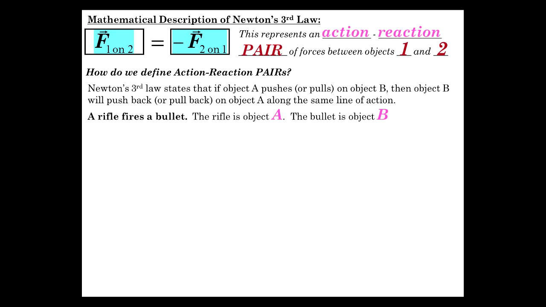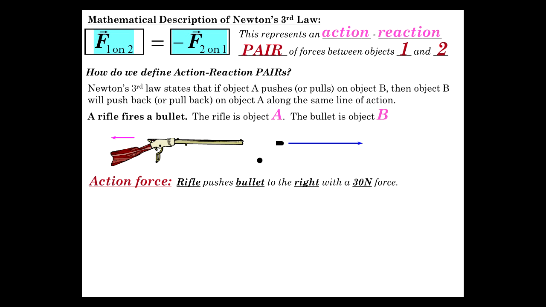Okay? So, as an example, a rifle fires a bullet. The rifle is object A, the bullet is object B. So we have a force diagram here, beginning at that large dot. The action force is stated precisely as follows. The rifle pushes a bullet to the right with a 30 Newton force. So here it is. There's the force of rifle on the bullet.